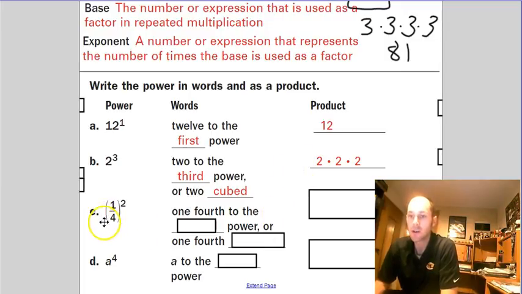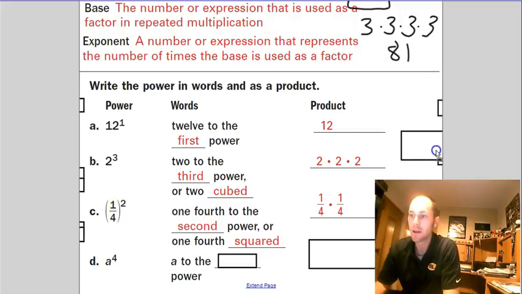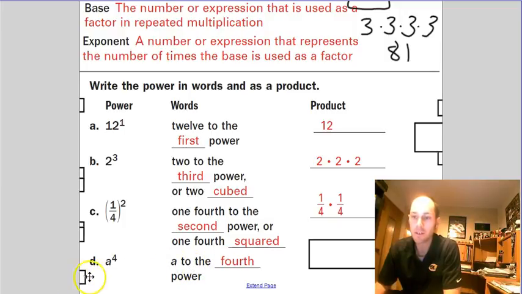We can use fractions as well, 1/4 to the 2nd power, or we can say 1/4 squared. Square has 2 dimensions, so we can use squared. So we're multiplying 1/4 2 times. That could be simplified if we wanted to 1/16. And we can use variables as well, a to the 4th power, which means we're taking a 4 times. So a times a times a times a. Okay.